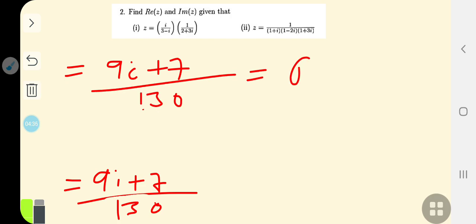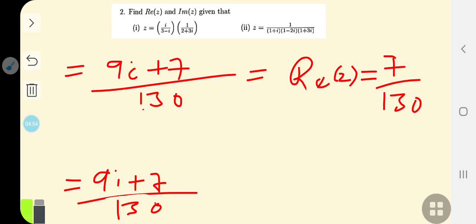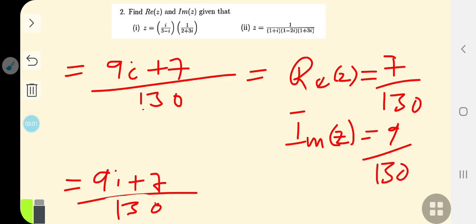So my real number will be equal to 7 over 130, and my imaginary number is 9 over 130i. And that's your answer. We move on to the next part.